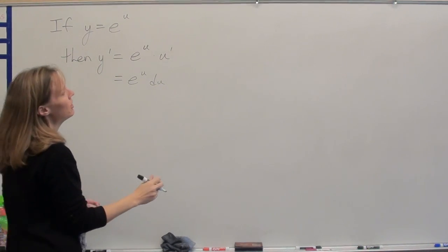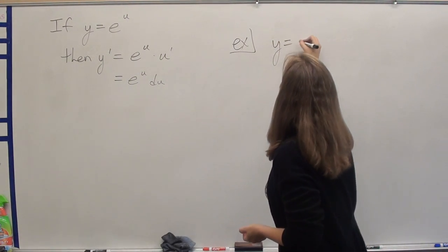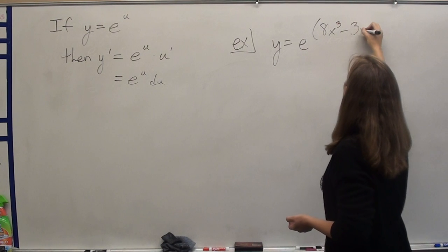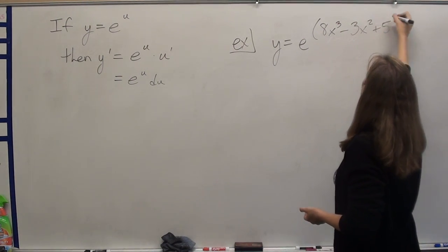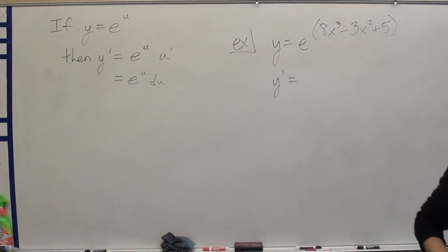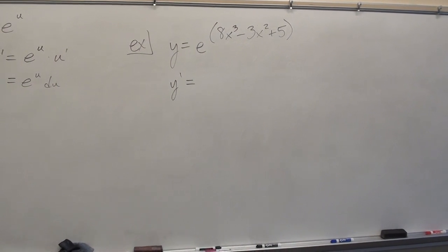Okay. So anyway, for example, suppose y equals e to the 8x cubed minus 3x squared plus 5. Take the derivative of that. Everyone take a moment and find y prime. Yes, Mustafa. That's how we do it in this group, because we're overachievers.